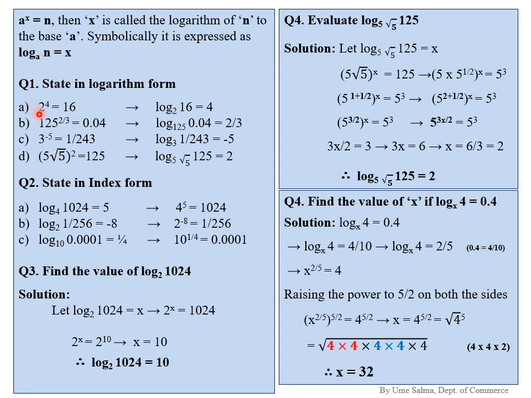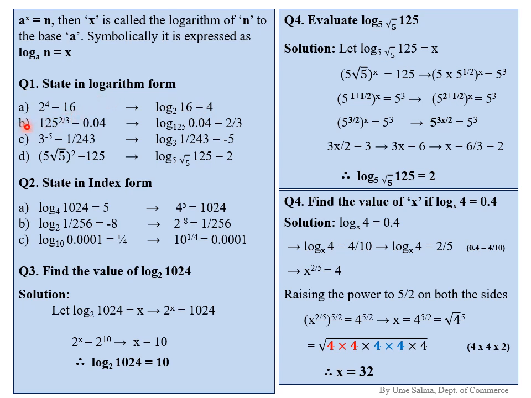You can see the first example, 2 to the power 4 is equal to 16, which is in the form of a to the power x is equal to n. So now while converting it to logarithm, you are going to take log of 16, that is log of 16 to the base of this number, which is 2 here. Log of 16 to the base 2 is equal to 4. The exponent here becomes the final answer.